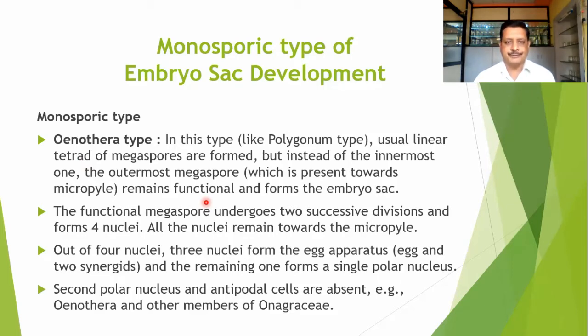The functional megaspore undergoes 2 successive divisions and then forms the 4 nuclei. All the nuclei remain towards the micropylar end. Out of these 4 nuclei, 3 nuclei form an egg apparatus, the egg and 2 synergids, and the remaining one forms the single polar nucleus.